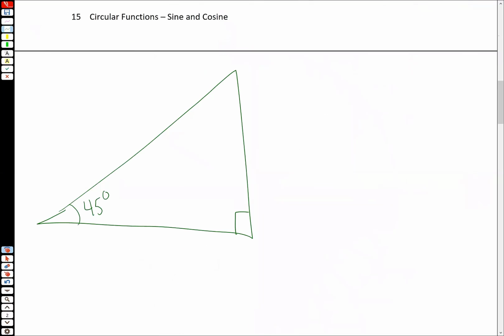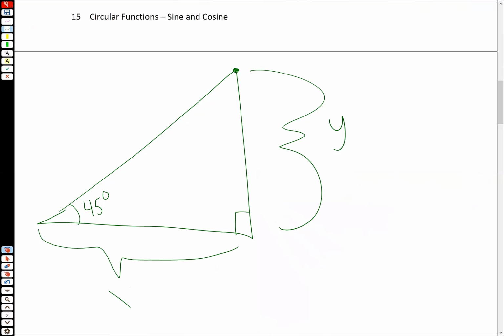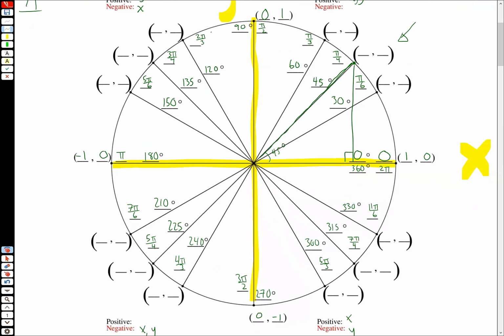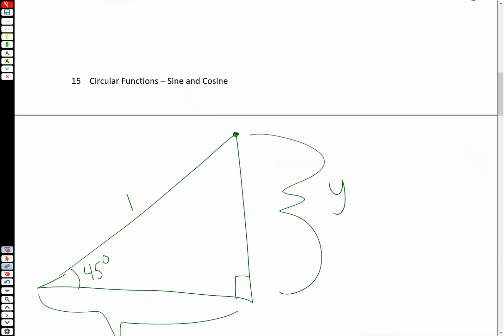Now remember, we're trying to find this coordinate, which means we want to figure out what this side is, because this is representing the y coordinate, and this side is representing the x coordinate. Keep in mind, we're dealing with the unit circle, and this side right here, the hypotenuse, is the radius of the unit circle. Again, if we go back up, notice our hypotenuse right here represents the radius of the unit circle. So we automatically know that. We get that for free. That's just 1.